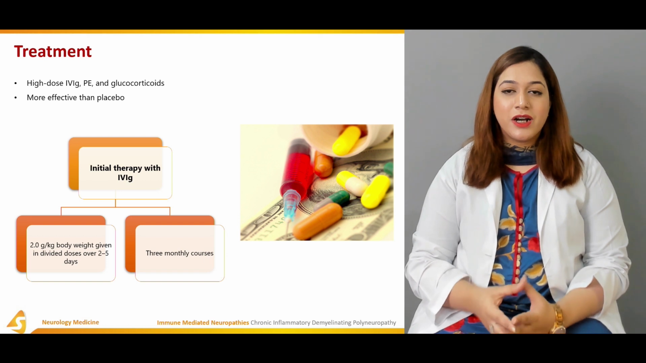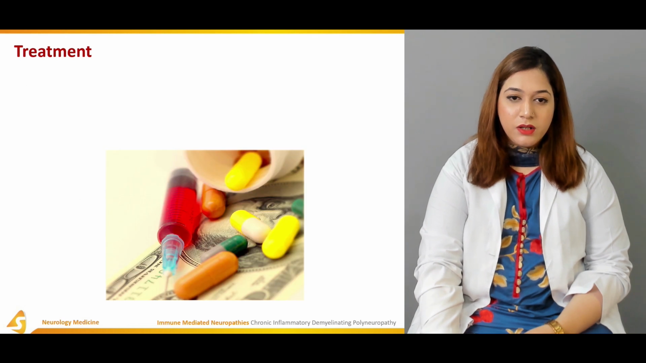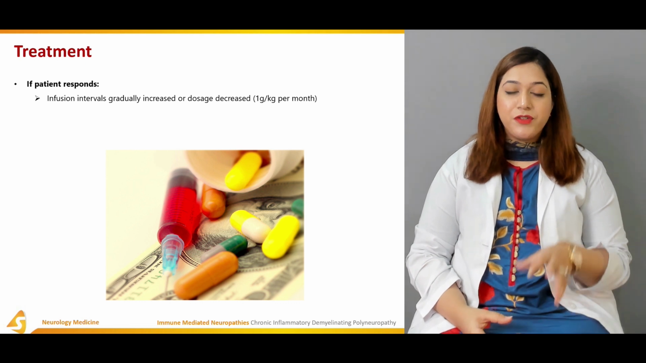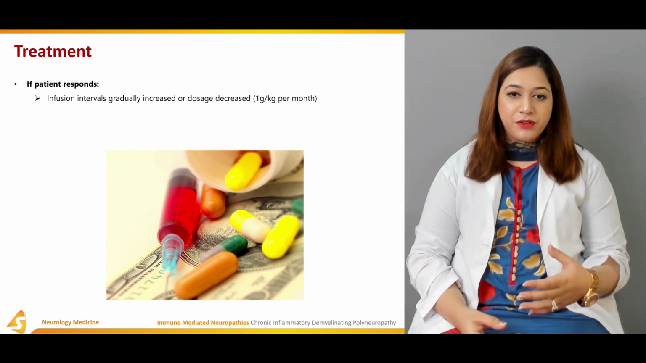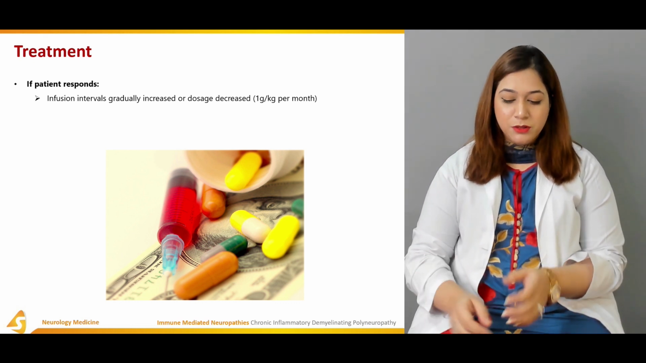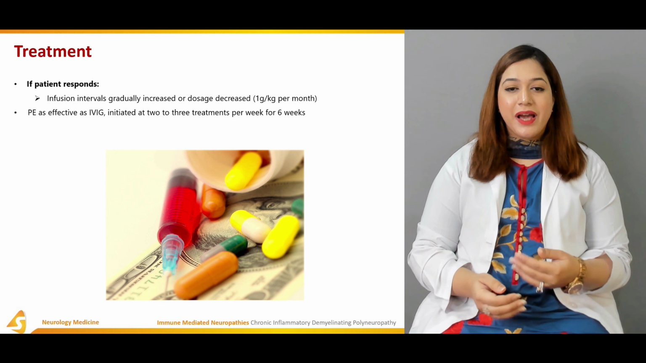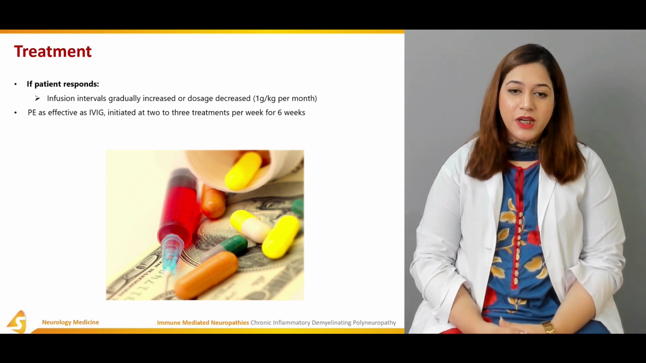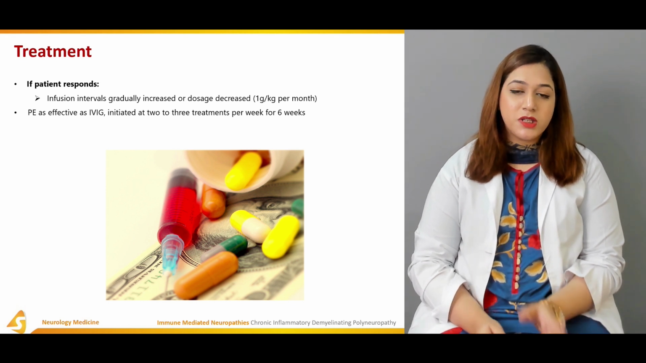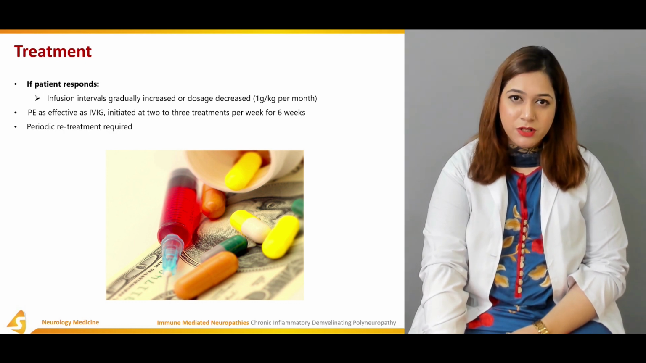3 monthly courses are generally recommended in case of intravenous immunoglobulin. Now, if the patient responds to treatment, the infusion intervals can be gradually increased, or the dosage can be decreased to 1 gram per kg per month. Plasma exchange, that is considered to be as effective as intravenous immunoglobulin, should be initiated at 2 to 3 treatments per week for almost 6 weeks. But most of the cases require a periodic retreatment.